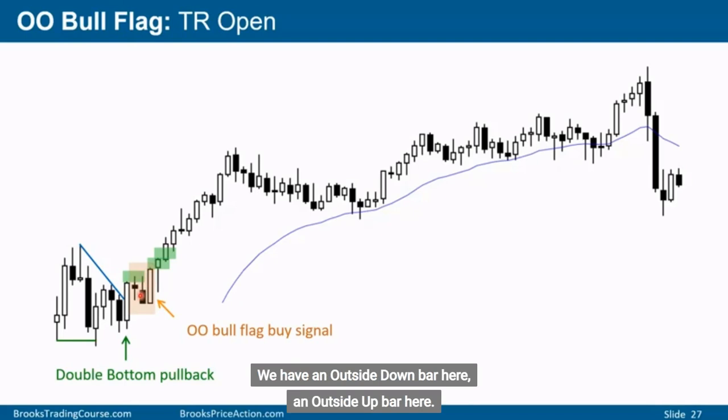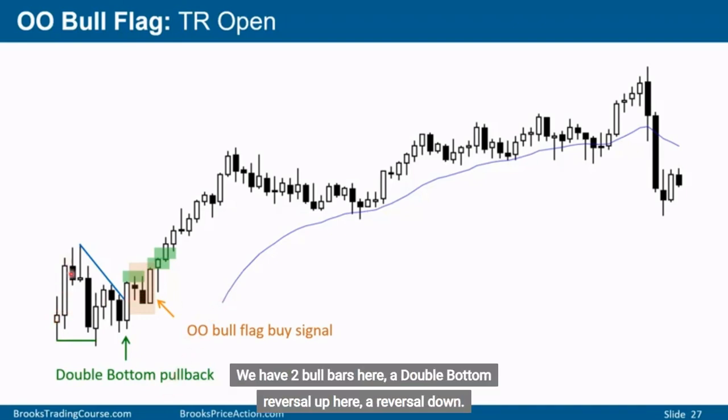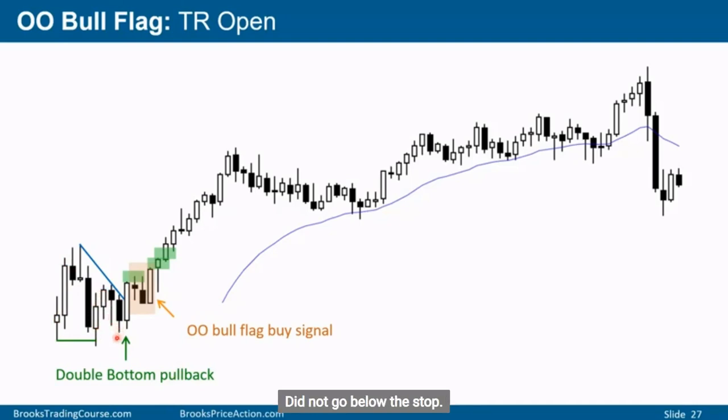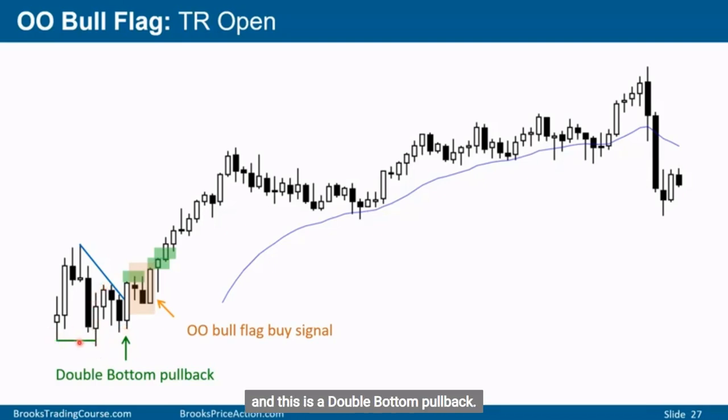We have an outside down bar here, an outside up bar here. It never went below the bear bar. Instead, we went above and we have a bull bar closing near its high. This is a gap up open. Here's the moving average. I'm looking to buy. We have 2 bull bars here, a double bottom, reversal up here, a reversal down, did not go below the stop. The bulls who bought above that or above that have a stop here. And this is a double bottom pullback.